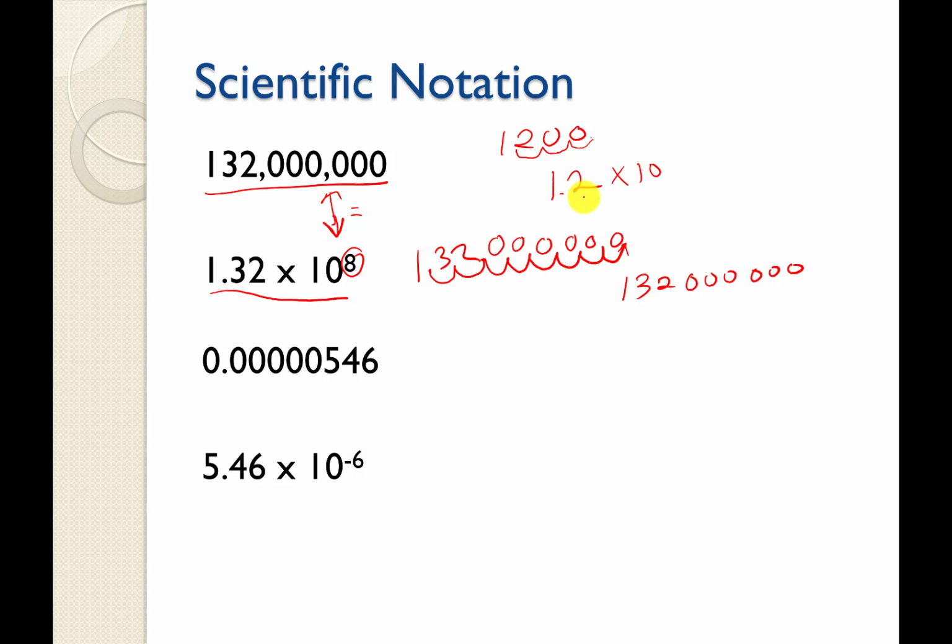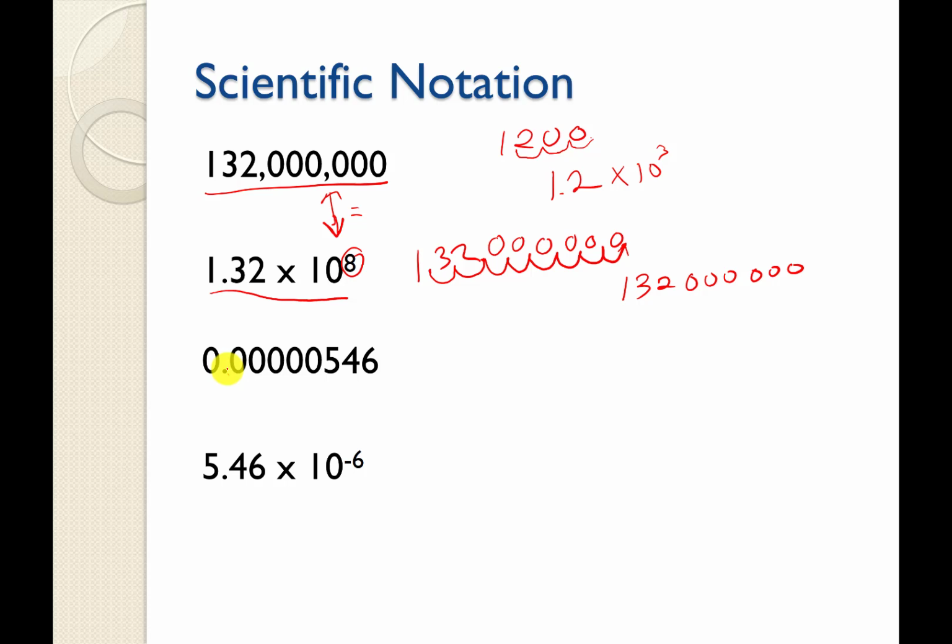That's what we'll have to do, is we'll have to move it 3 times to the right to get back to what we originally had. So we're going to put a 3 up here. All right. Now here's the opposite case. Here we have the zeros before we get to the digits. Okay, we have a very small number.